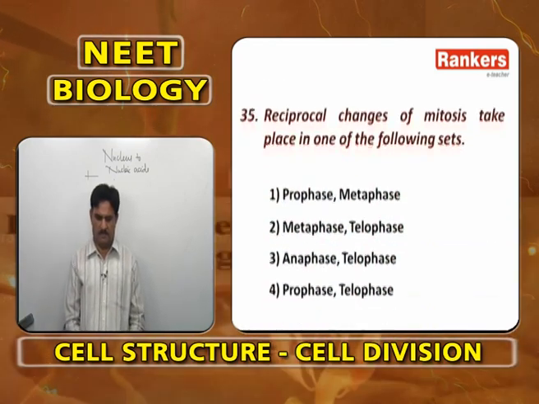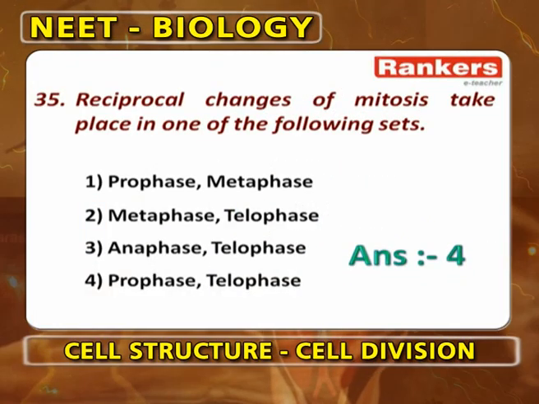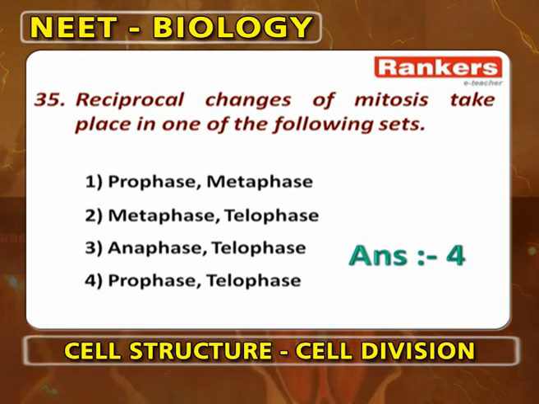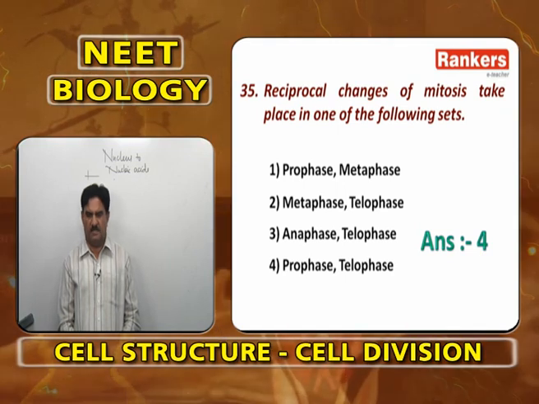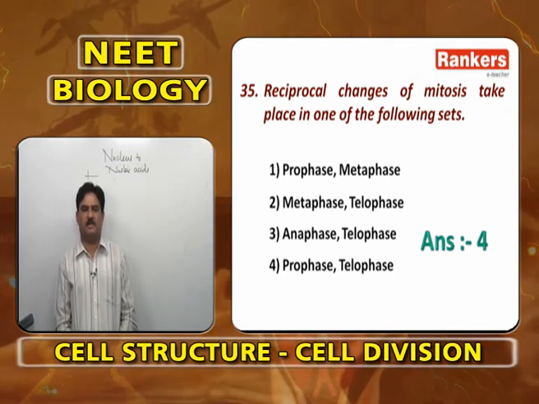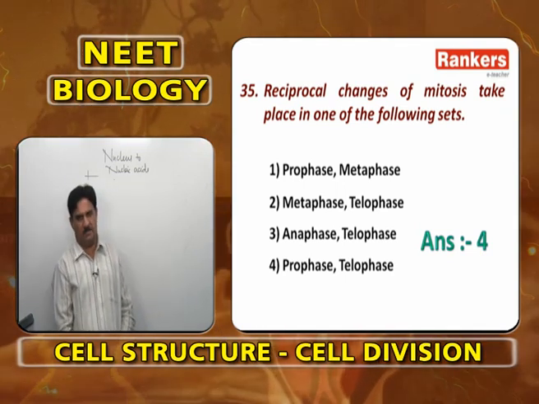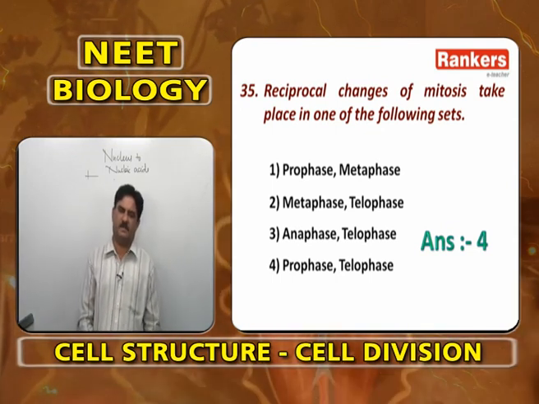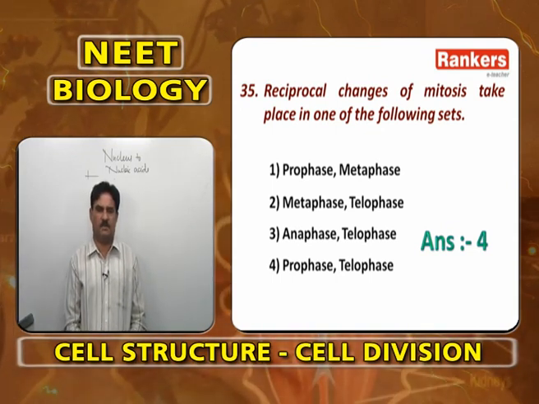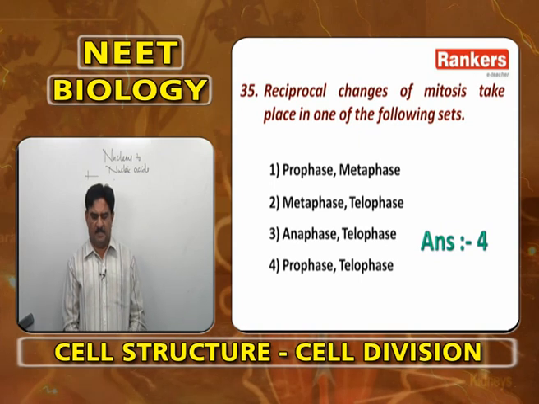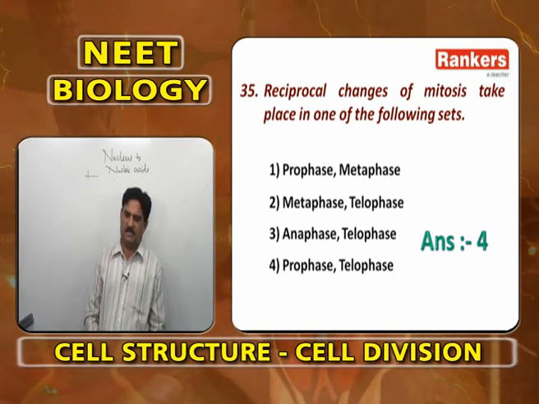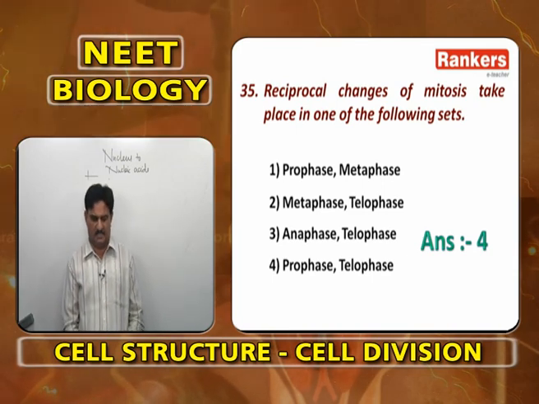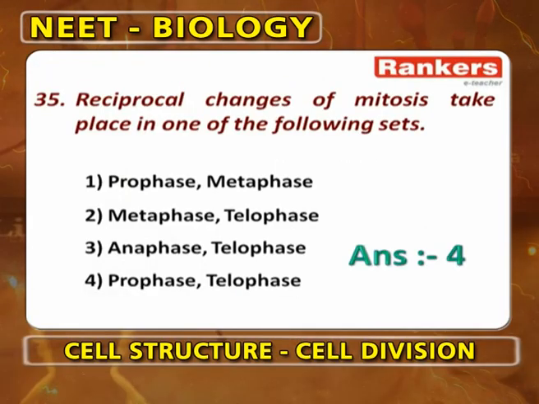Next. Reciprocal changes of mitosis take place in one of the following sets. Reciprocal changes means the changes that occur opposite to each other in prophase and telophase. In prophase, chromatin reticulum transforms into chromosomes. In telophase, chromosomes are converted into chromatin reticulum. In prophase, nucleolus and nuclear membrane disappear. In telophase, nucleolus and nuclear membrane reappear. So exactly opposite changes occur in prophase and telophase.